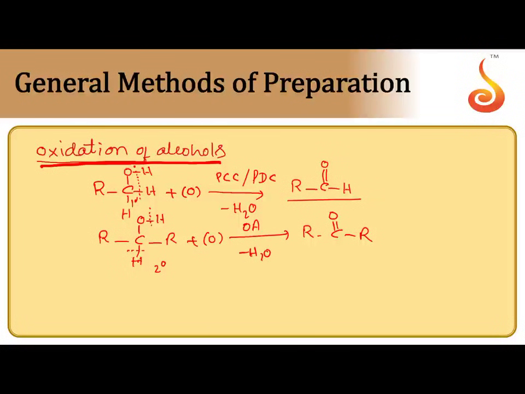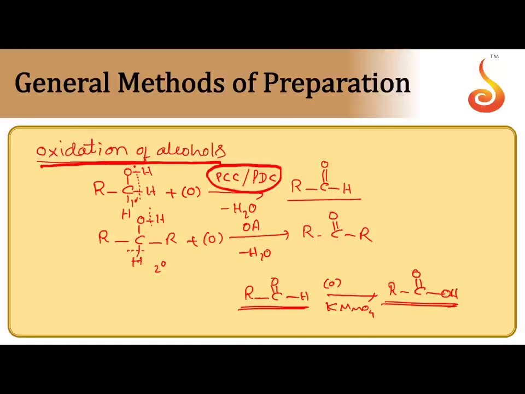So this is an important method for the preparation of aldehydes and ketones from alcohols by oxidation. Remember, for the preparation of aldehydes, you have to use mild oxidizing agents like pyridinium chlorochromate or pyridinium dichromate. Otherwise, if a strong oxidizing agent is used, the formed aldehyde is further oxidized. So aldehyde is weak. Further oxidation takes place if a strong oxidizing agent like potassium permanganate is used. The aldehyde formed will be oxidized to carboxylic acid.